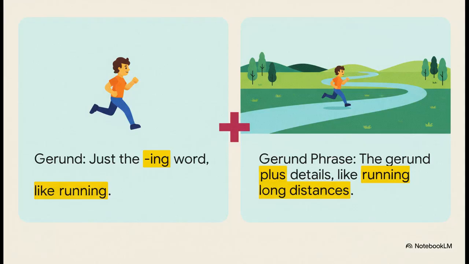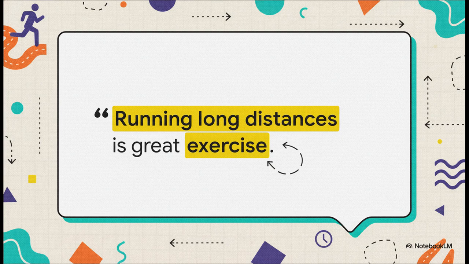This little comparison makes the difference crystal clear, right? On the left, you've got your basic gerunds, writing, running. But on the right, they've brought some friends along to become gerund phrases, writing stories, running long distances. It's just the gerund plus the words that complete its thought. So let's look at this in a full sentence. What is great exercise? It's not just running. It's the whole idea of running long distances. That entire chunk of words is acting as the subject of the sentence. It's one big noun concept.